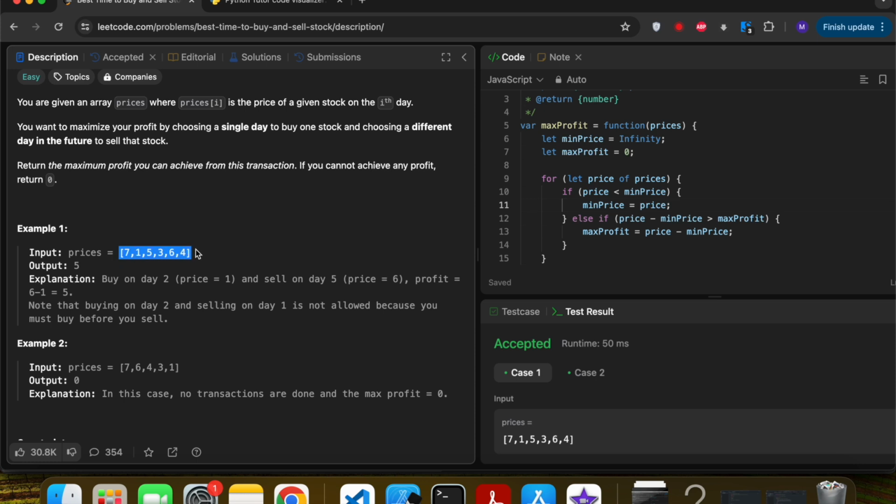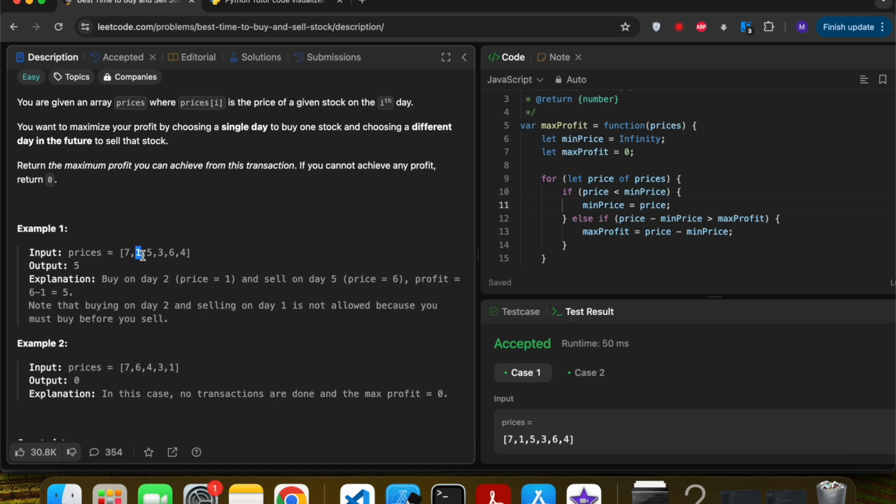You are given a prices array. Each element represents a price of the same stock, and each position here represents a day. So this is day 1, followed by day 2, followed by day 3. At day 1 the price was 7, at day 2 the price was 1, etc. Now, on which day do you buy and which day do you sell to have maximum profit?